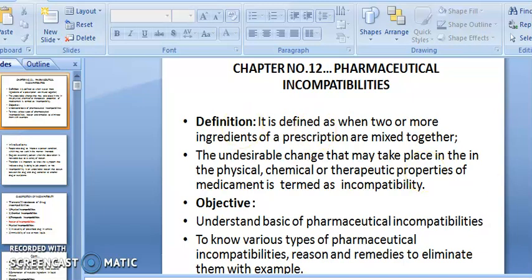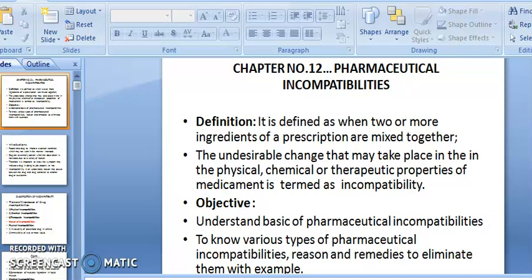So, good morning students. Today we are going to discuss chapter number 12, that is pharmaceutical incompatibility. In pharmaceutical incompatibility, we will first discuss the definition. It is defined as when two or more ingredients of a prescription are mixed together.